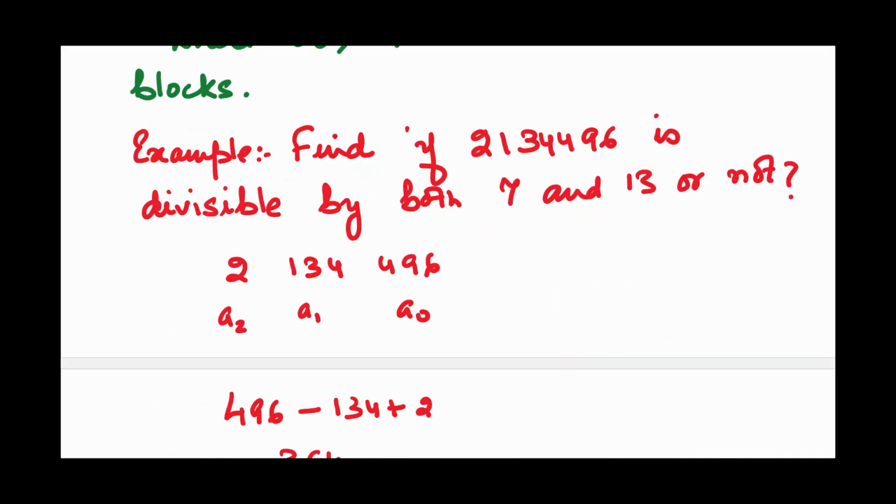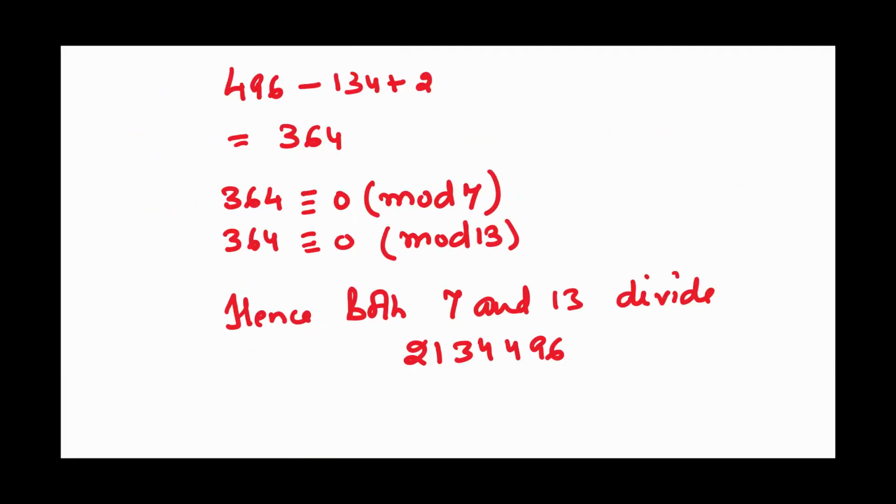Let's look at this example. If you want to find whether 2134496 is divisible by both 7 and 13 or not, how do we go about it? First of all, we split it into blocks of 3. Now, the first block we call a0, the second one a1 and the third one a2. We take alternate signs for all the 3 blocks starting from a0. So we write 496 minus 134 plus 2. This is 364. 364 is congruent to 0 mod 7. It is also congruent to 0 mod 13.